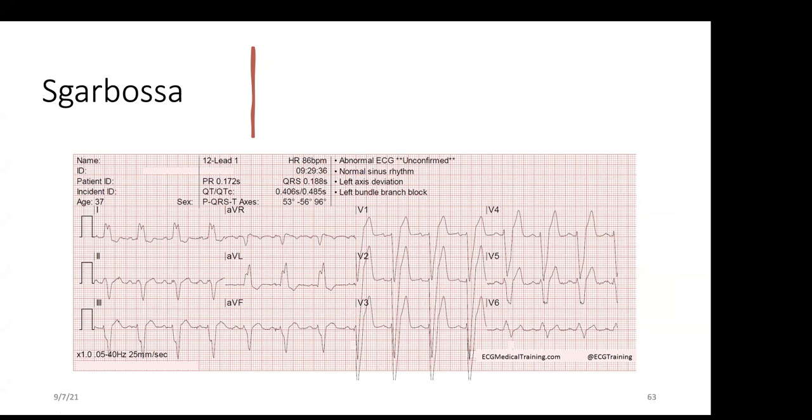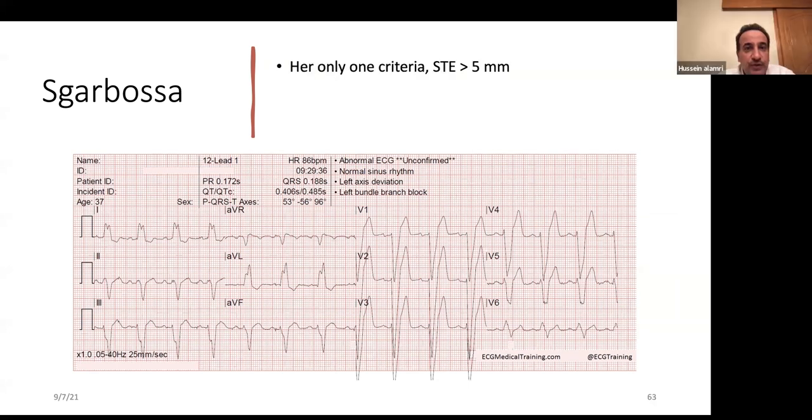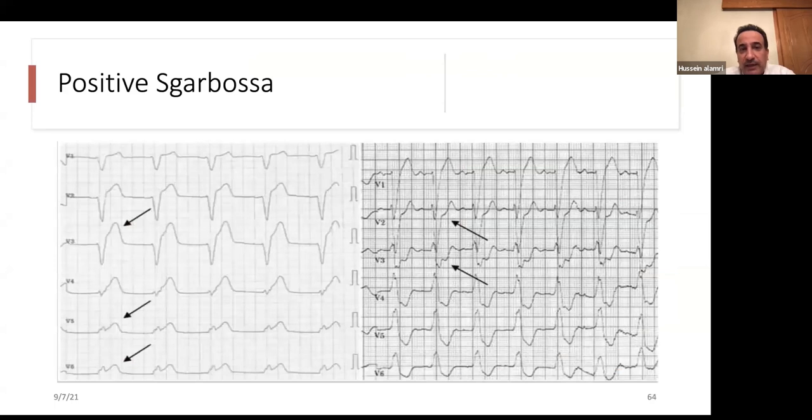It's only 2 points. Okay, there are only 2 points. So this is not ST elevation MI, because you need more than 3 criteria. This is another example of criteria, Scarbosa criteria positive.